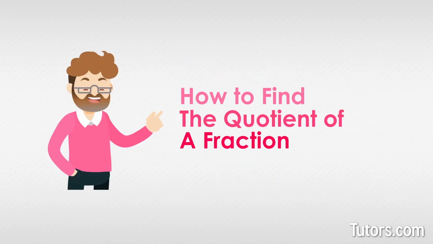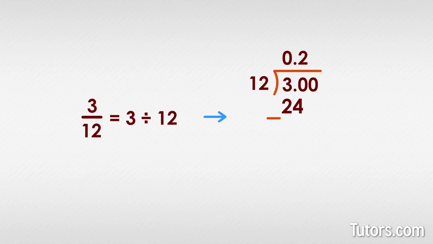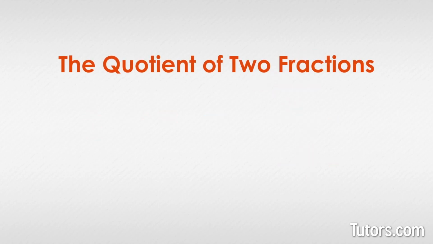How to find the quotient of a fraction? Fractions are already division problems. The fraction bar separating numerator and denominator is signaling division. A more complicated search for a quotient can occur when you are trying to determine the quotient of two fractions, such as 5/9 divided by 10/16.